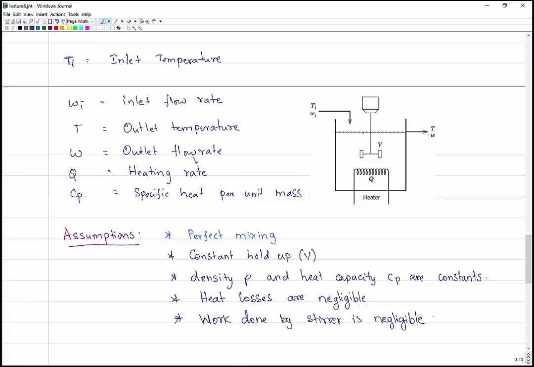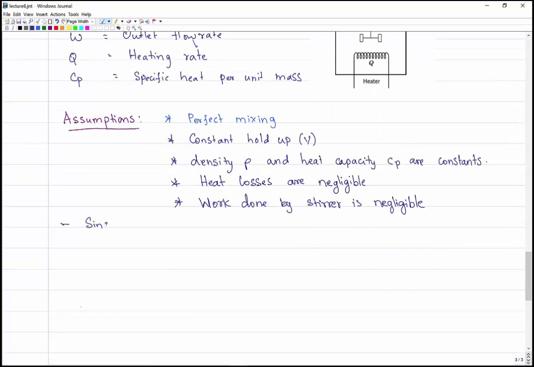We'll also assume that the heater is properly insulated and therefore heat losses are negligible. And finally, the work done by the stirrer is negligible. If the stirrer is rotating at an extremely high speed, it is possible that it would transfer some significant energy to the system, and therefore result in an increase in temperature. So we're going to assume that that is not the case here.